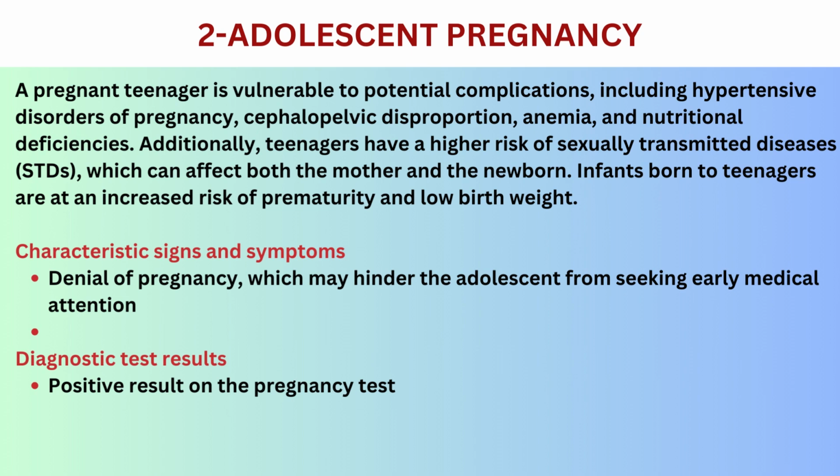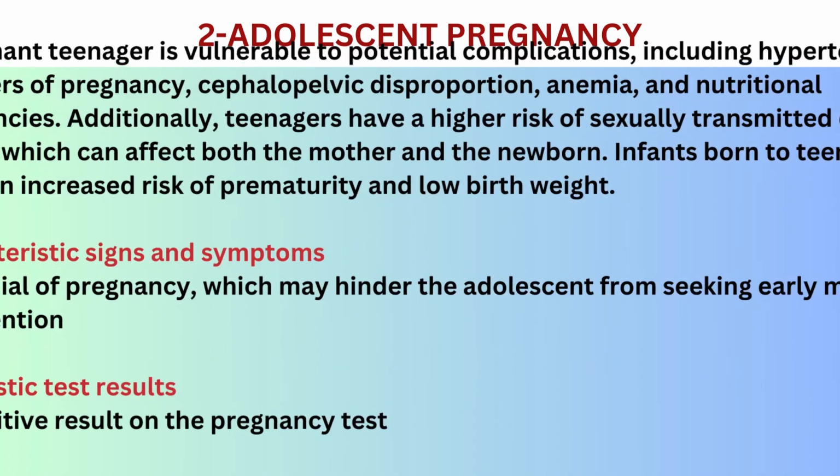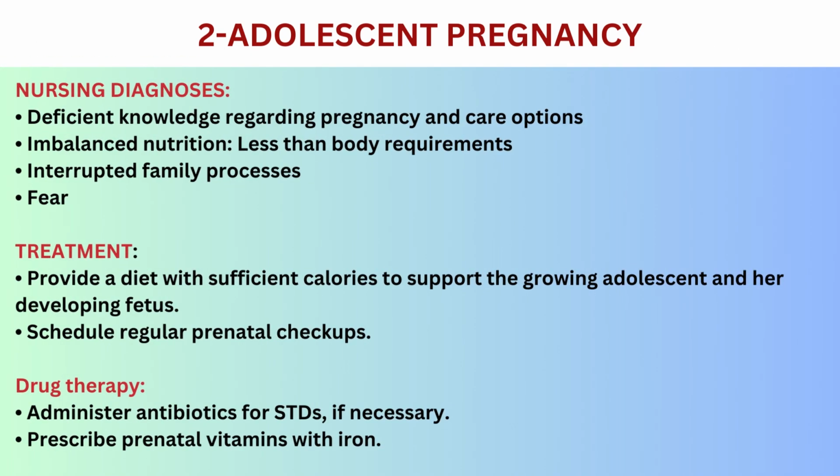The characteristic signs and symptoms of this disorder: denial of pregnancy, which may hinder the adolescent from seeking early medical attention. The diagnostic test results: positive result on the pregnancy test. The nursing diagnosis: 1. Deficient knowledge regarding pregnancy and care options. 2. Imbalanced nutrition, less than body requirements. 3. Interrupted family process.